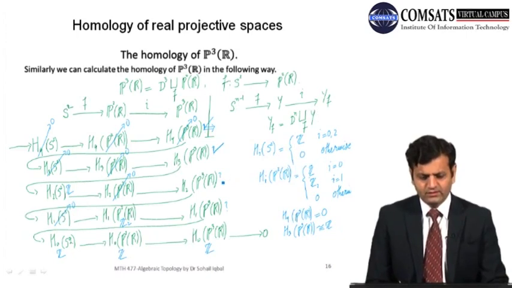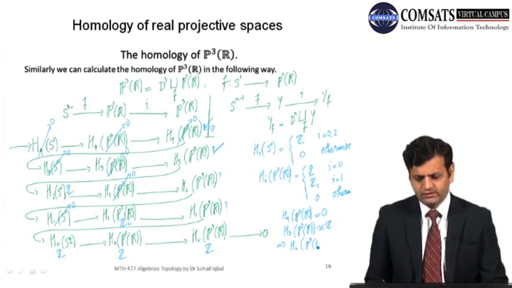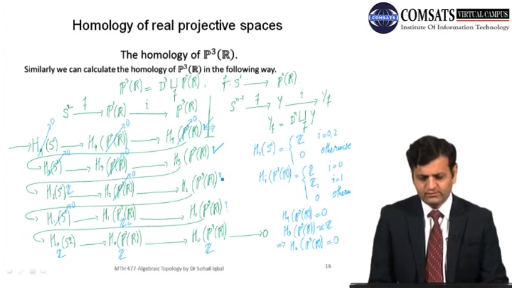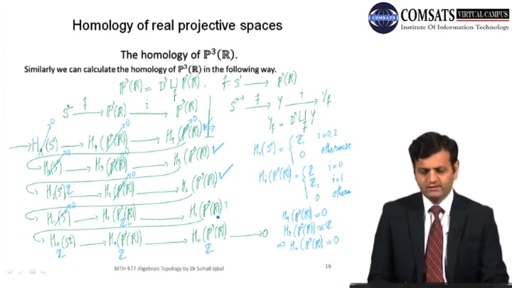Now let's see how to calculate H2 of P3. Once again, there are zeros on both sides, so H2 of P3R is basically equal to 0. So this is also done. Now the only thing left over here is H1 of P3R.